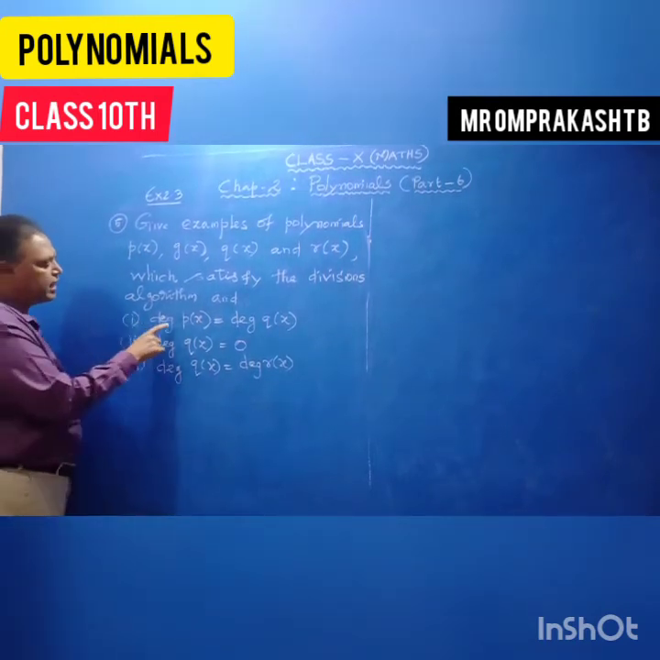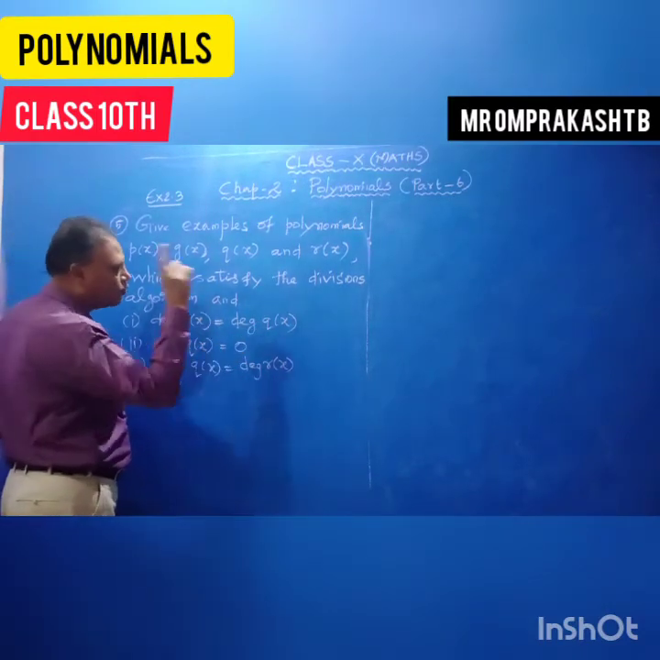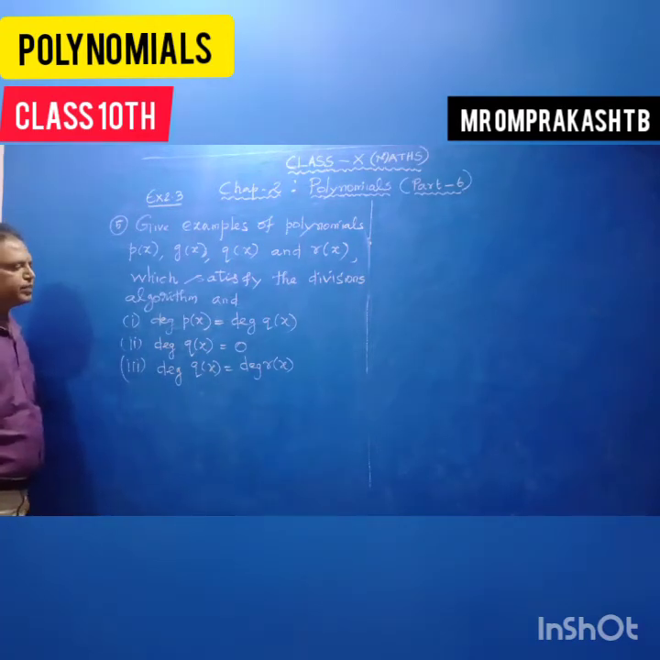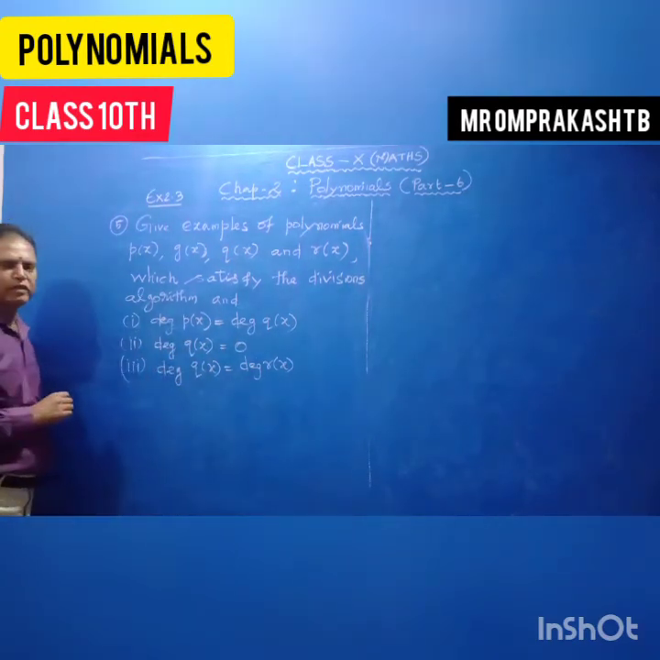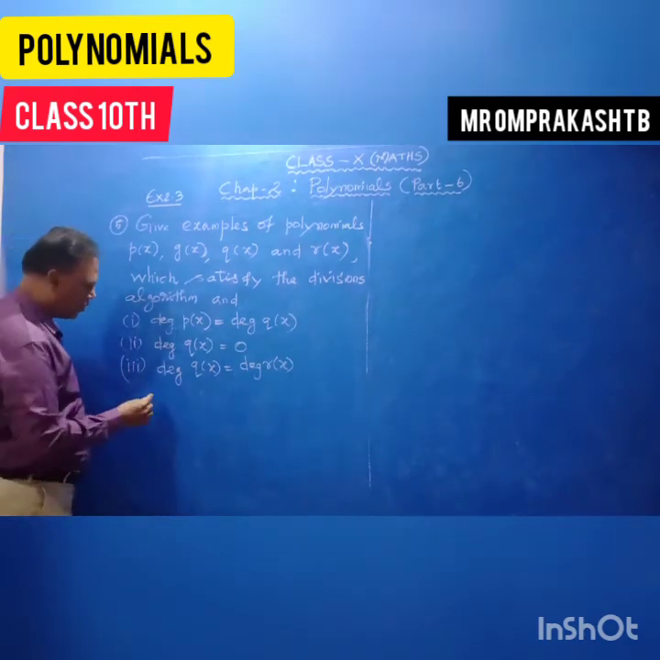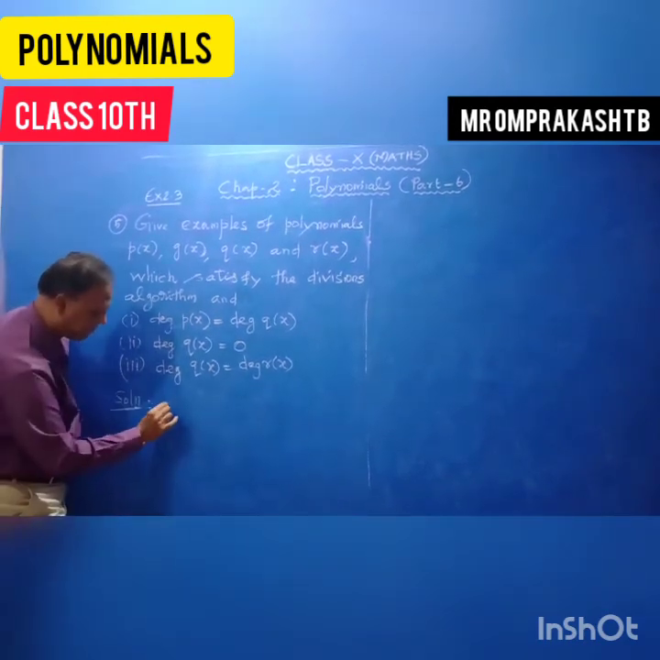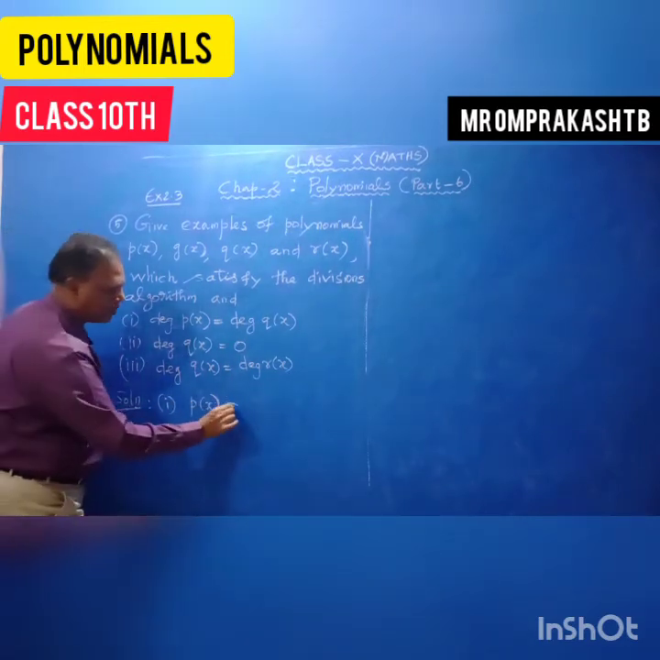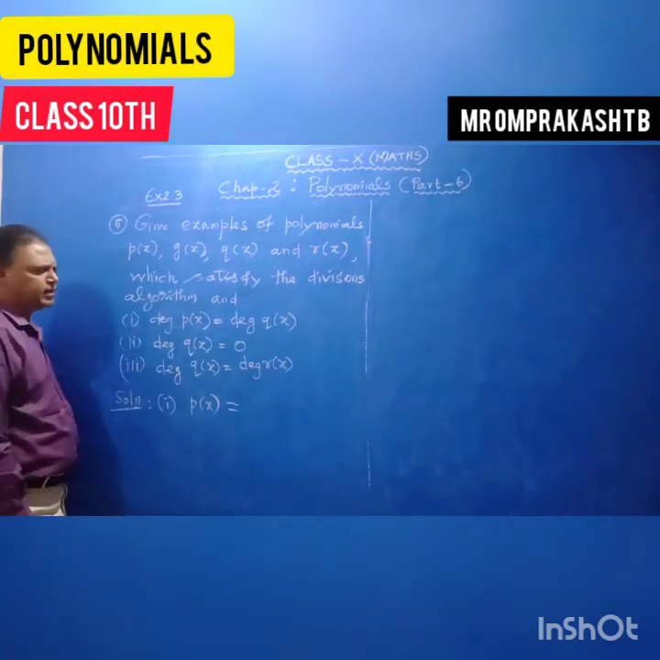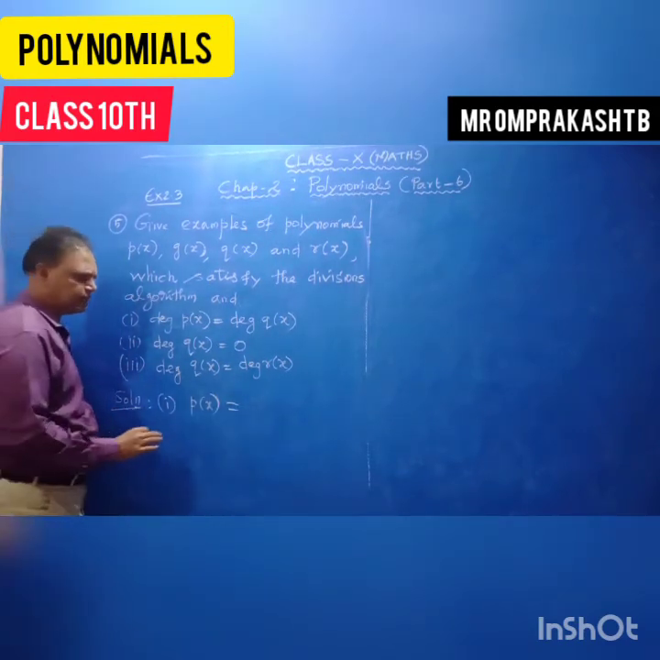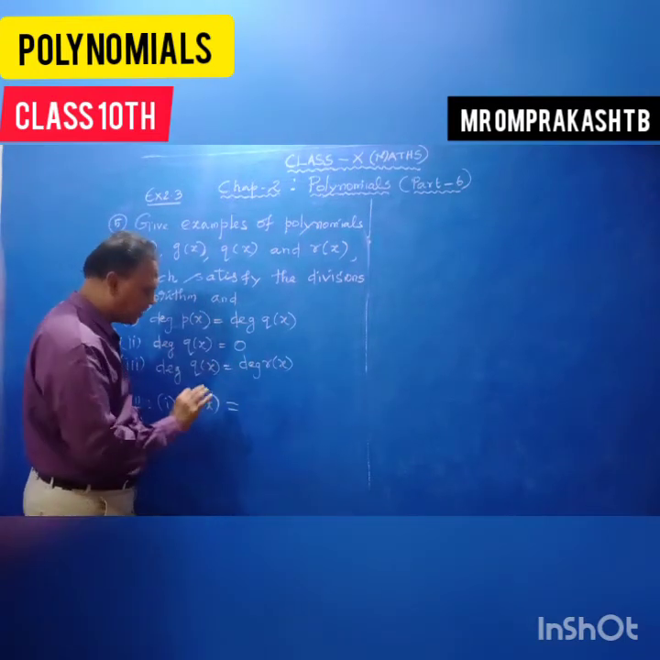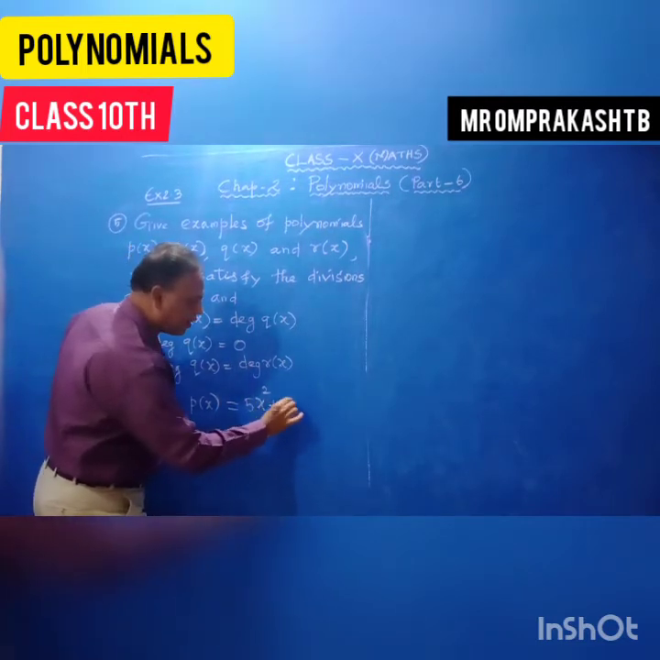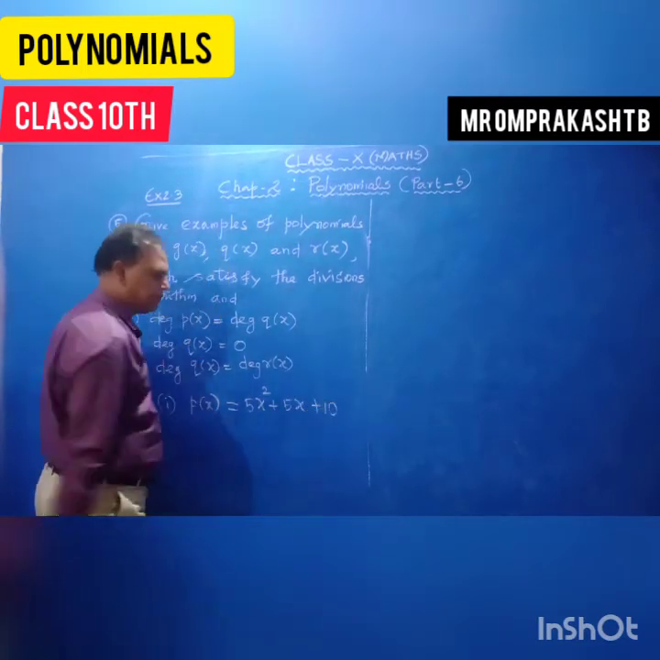The first condition: degree of p of x equal to degree of q of x. Both should have the same degree. Clear? p of x and q of x should have the same degree. So give an example. For p of x, you can write any polynomial, any quadratic polynomial, cubic polynomial, any polynomial. I am taking 5x squared plus 5x plus 10.